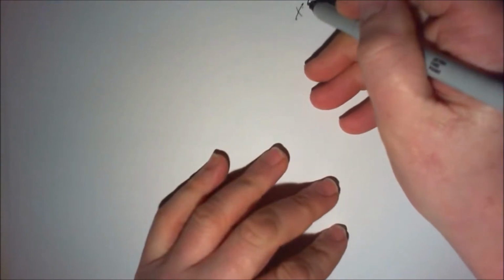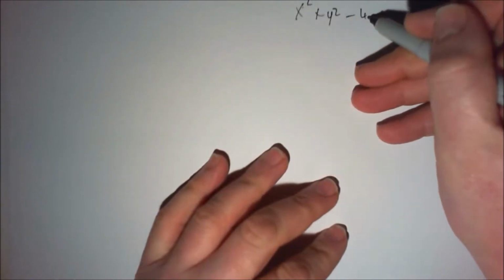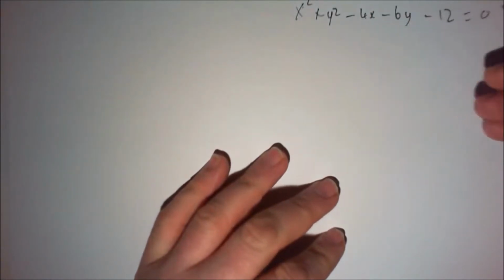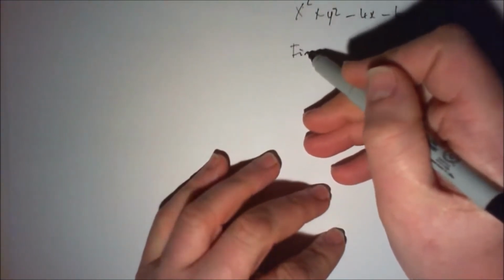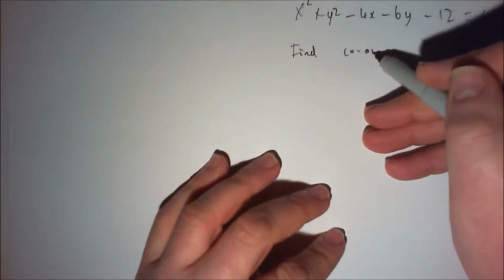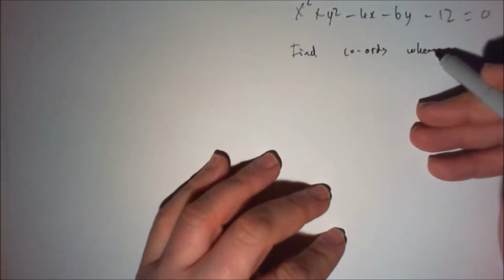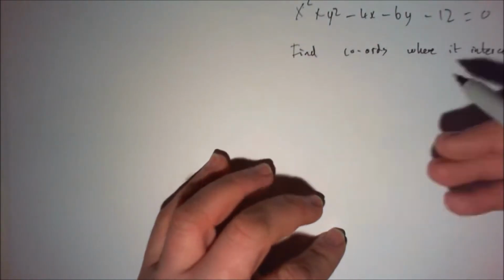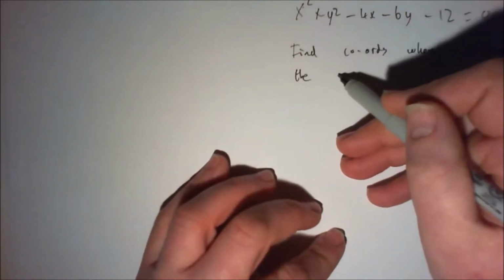So this is a circle. You'll notice a lot of these are given in the general formula. Very few of them now are given the shortened version. Okay, and I want to find the coordinates where it intercepts the x-axis.